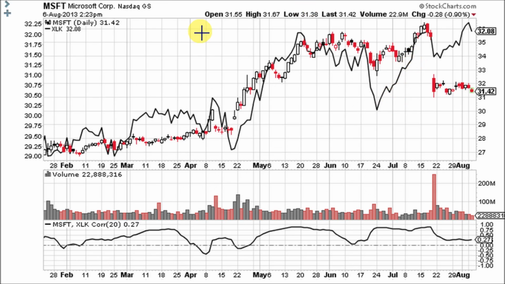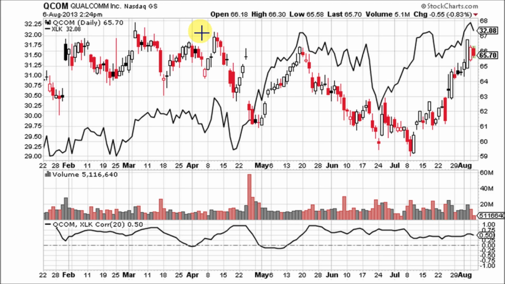Okay, let's look at another one. Oh, let's try Qualcomm, QCOM. Okay, for the most part, it is very correlated, except this one has a lot of gaps and kind of wild action. A little too expensive for my taste. But for the most part, it is strongly correlated to the XLK with a reading of above 0.5 for most of the period on this chart.